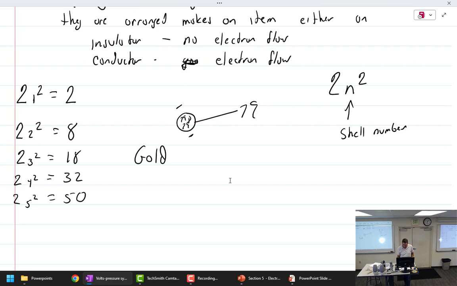So gold would have, the first shell would have 2. I've got to get to 79. So the next one can have 8, and it does. The next one can have 18, and it does. Now we're getting close to 60. No, we don't have 60 yet. We need 79.